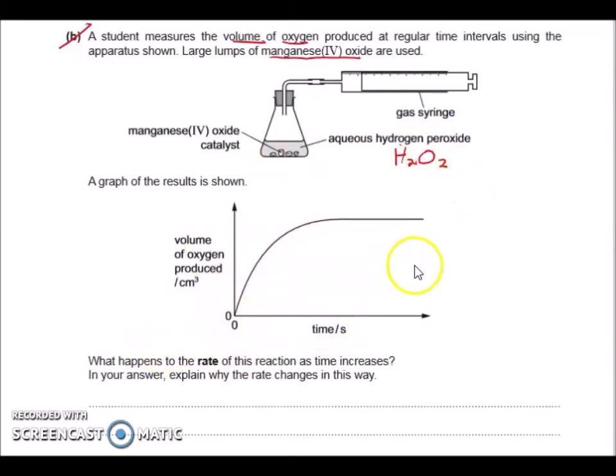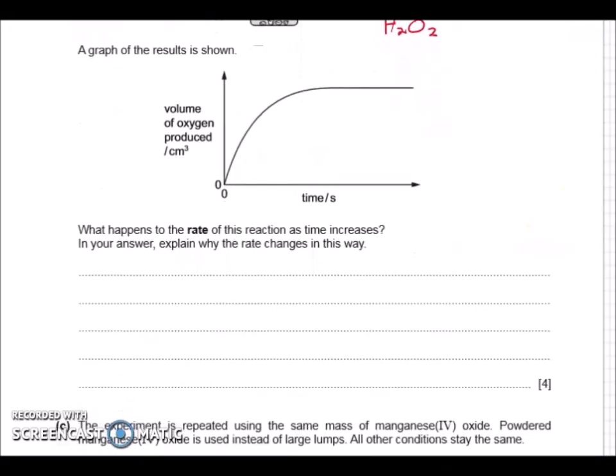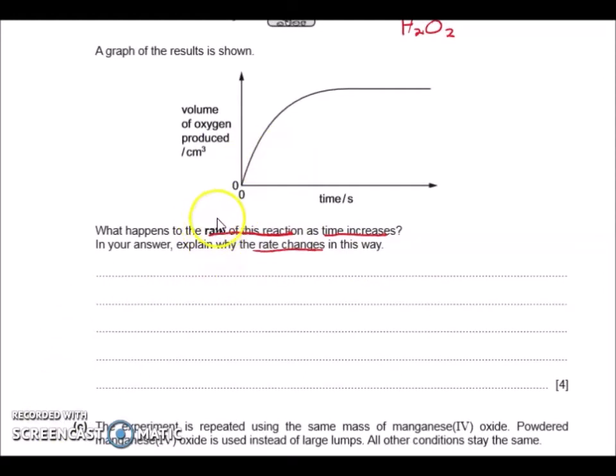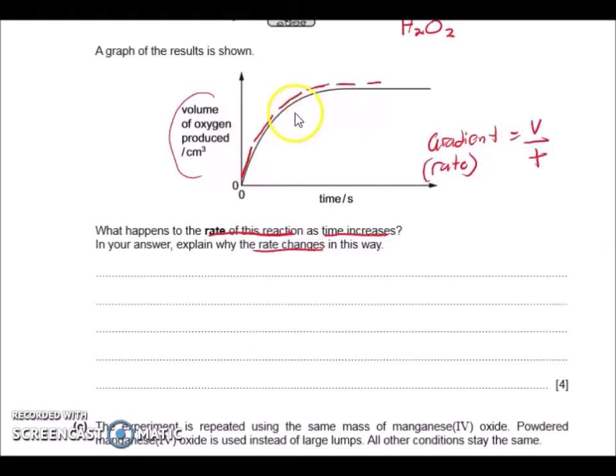Okay, so on the question asking, let's scroll down. What happened to the rate of this reaction as time increases? In your answer, explain why the rate changes in this way. Okay, for this question, to understand the rate of reaction from this graph, we have to look at the red line here. This is the rate of reaction. The steepness, the gradient of it, this is the rate. It's given by volume over time. If you look at this gradient here, from the bottom to the top, it is reducing, and at last it changes to 0. So that is the change here.